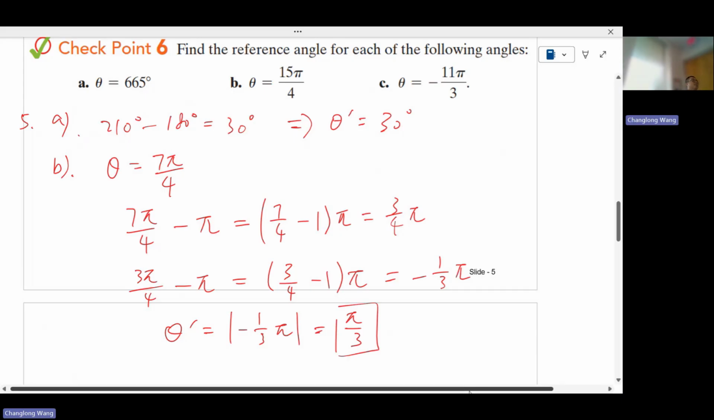Yes, Anani? Say it again. Why is that 3/4? Because that's greater than 90 degrees, but we want an acute angle.